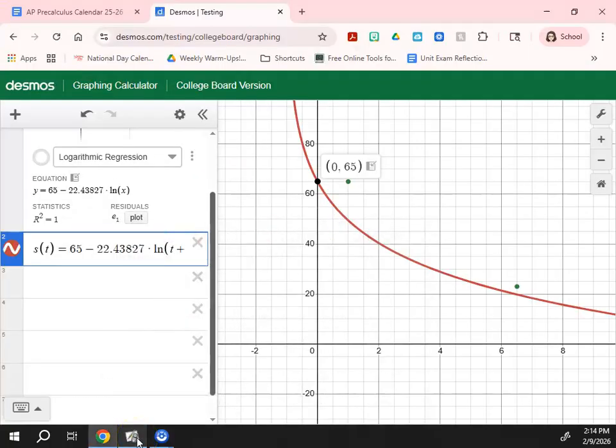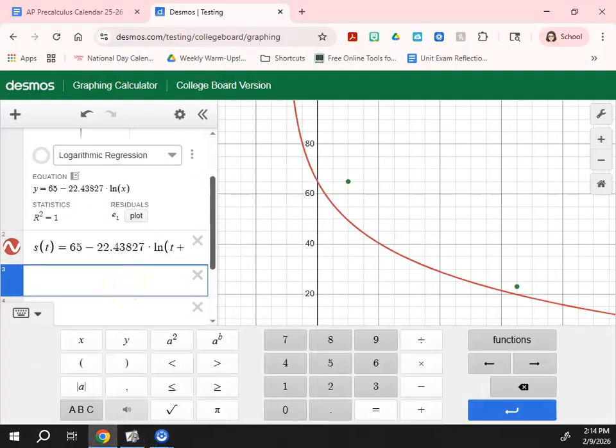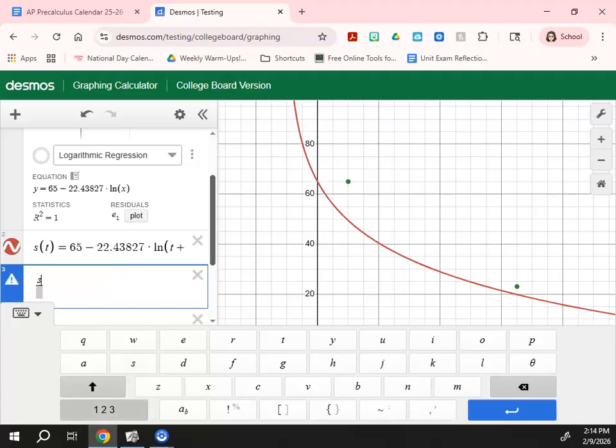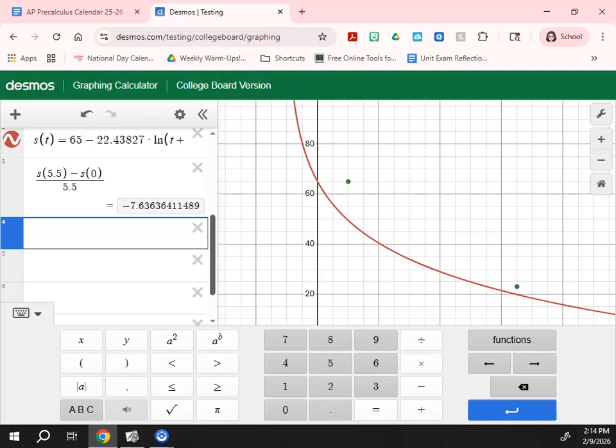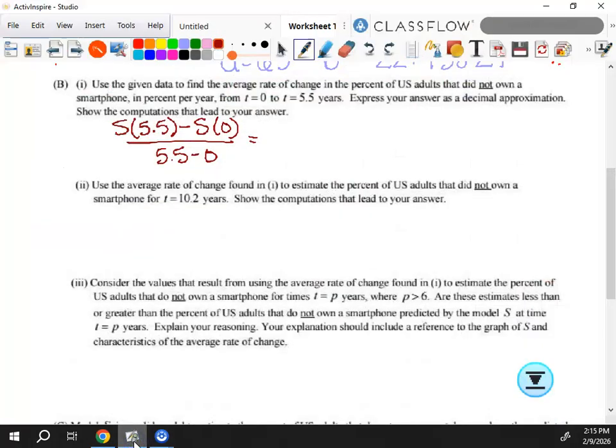But here, instead of me actually typing in the numbers, I can just do S of 5.5 minus S of 0 over 5.5 minus 0, but I can just do my 5.5, and there's my slope right there. Okay, so that answer is negative 7.63636. Okay, we all good? Average rate of change, we should be able to handle without any problem. Is that right? Yeah, okay, so that is my slope.